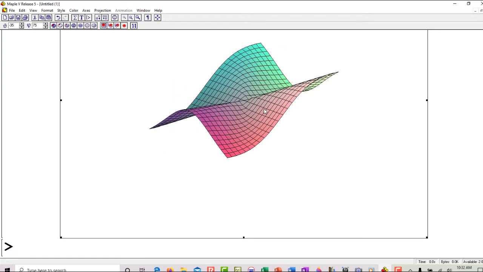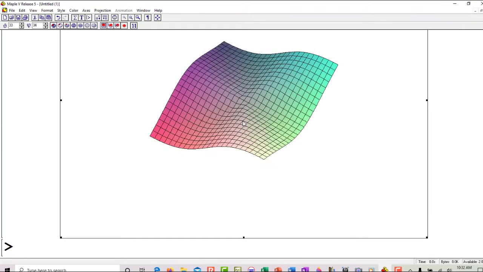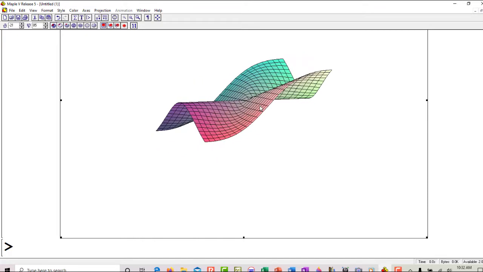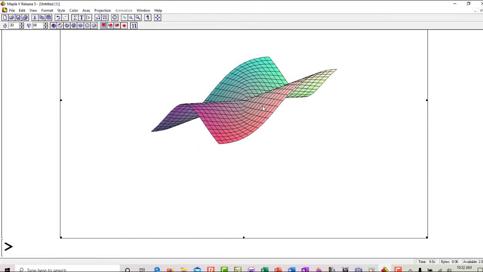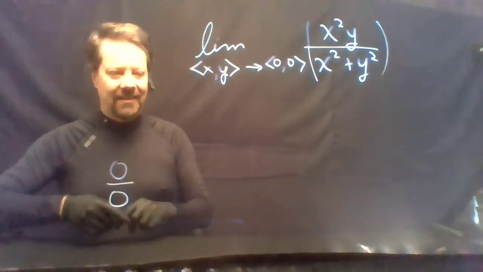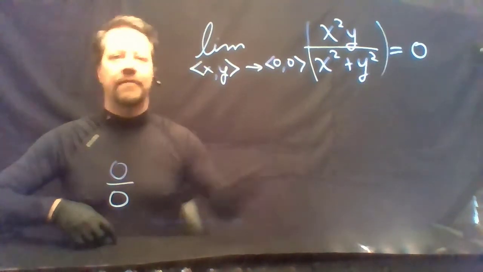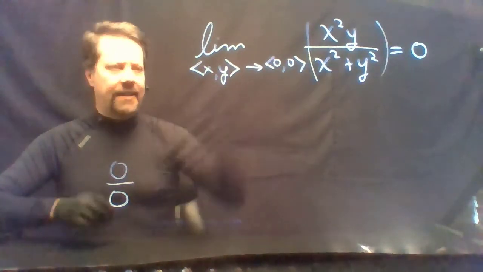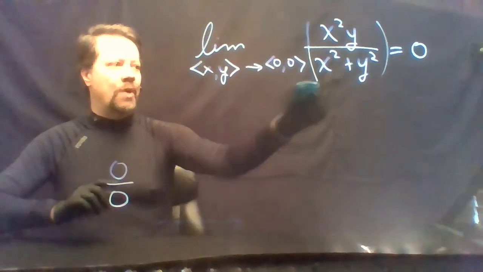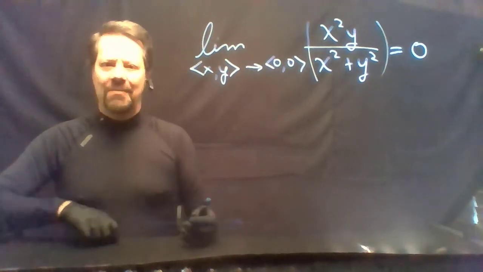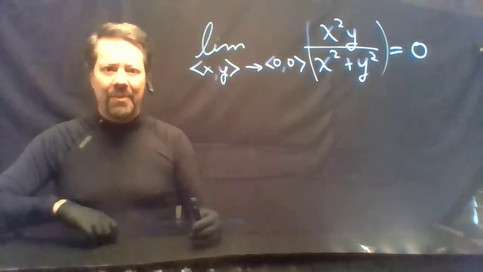We expect to get 0. Is there some way to use the definition of limit to prove that the limit is 0? As we saw in the graph, we expect to get a value of 0 for this limit, the top being cubic, the bottom being quadratic. But how do we prove this?